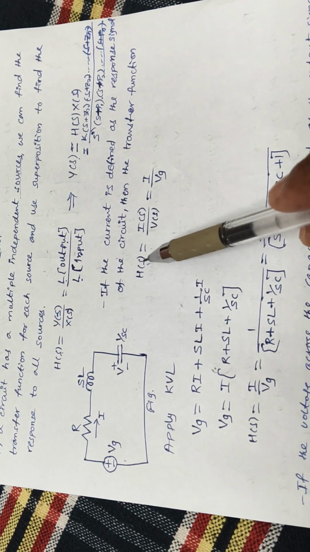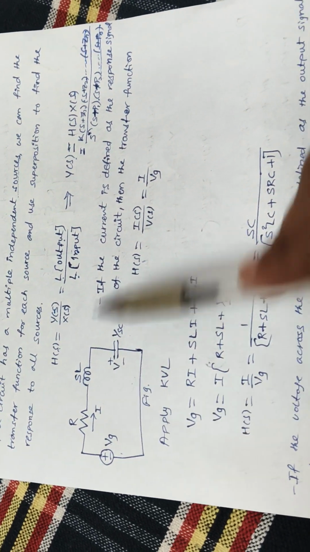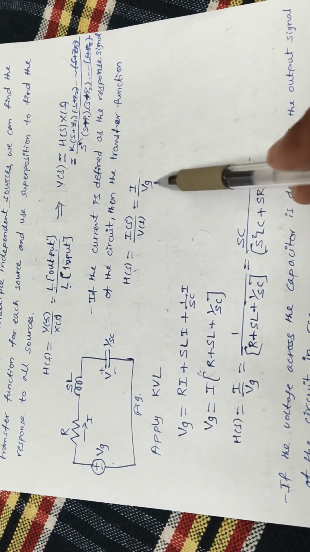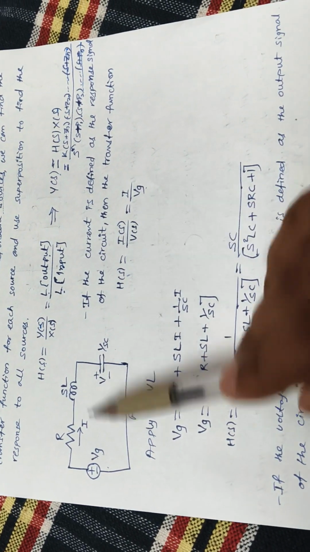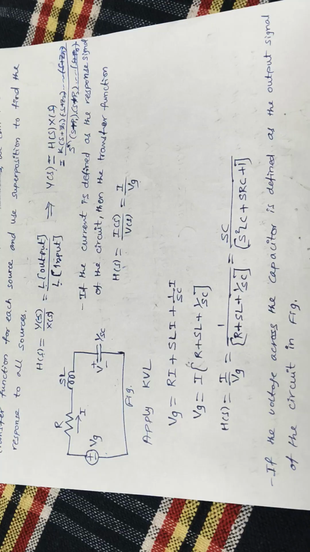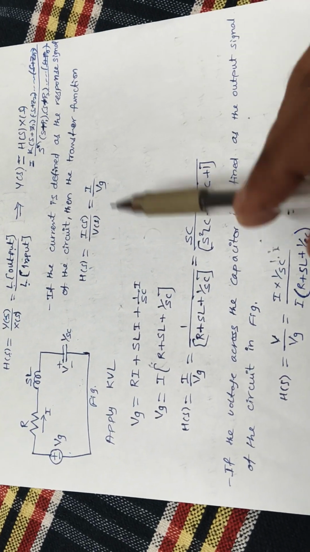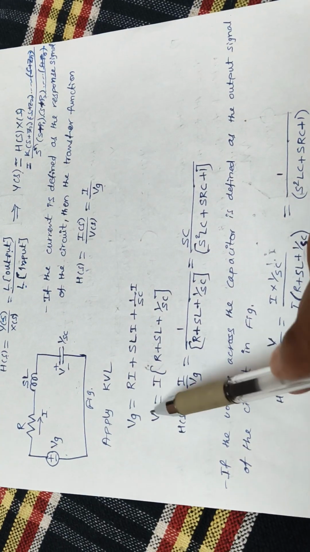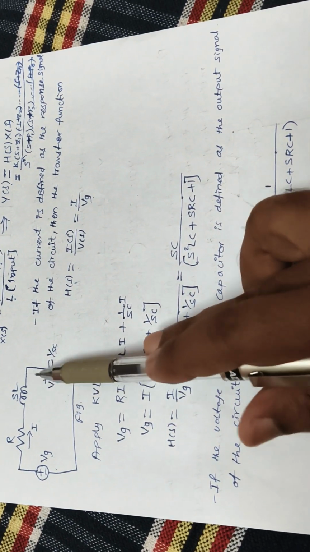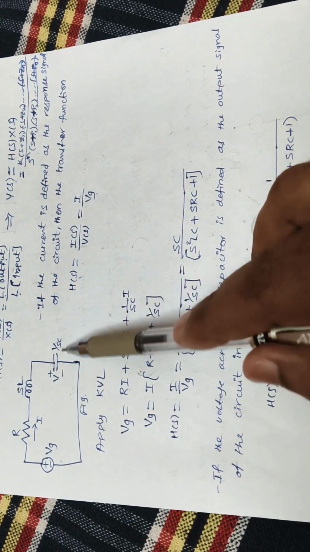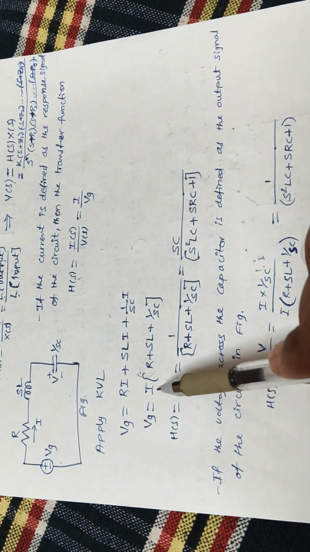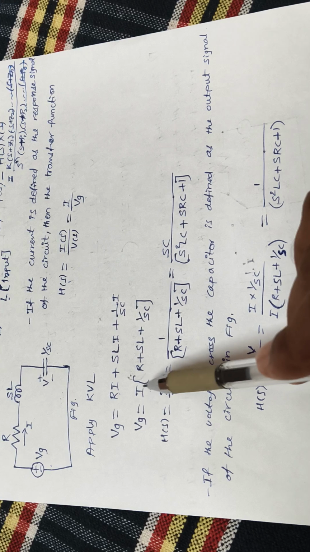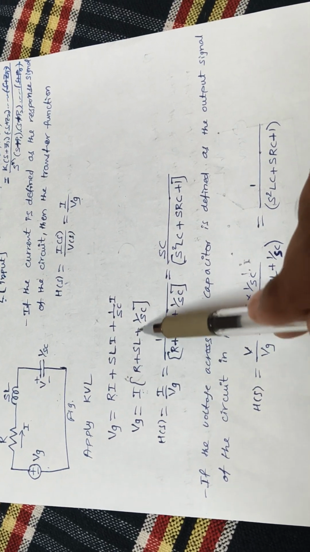So what is the transfer function? The transfer function is response by source, I of s by V of s, or I by Vg. To find I of s by V of s, apply KVL to this loop. So Vg is equal to R into I plus SL into I plus 1 by SC into I. I take I common, and Vg is equal to I of (R plus SL plus 1 by SC).